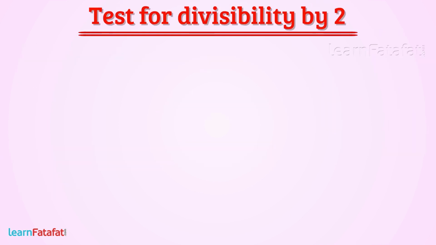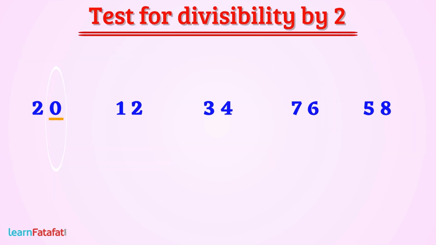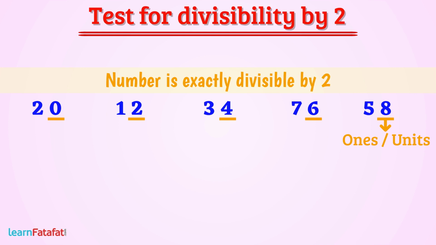Test for divisibility by 2. If a number has 0, 2, 4, 6 or 8 at its units place, then the number is exactly divisible by 2. That is, division leaves no remainder. For example, the numbers 20, 12, 34, 76 and 58 have digits 0, 2, 4, 6 or 8 at their units place. So these numbers must be exactly divisible by 2.